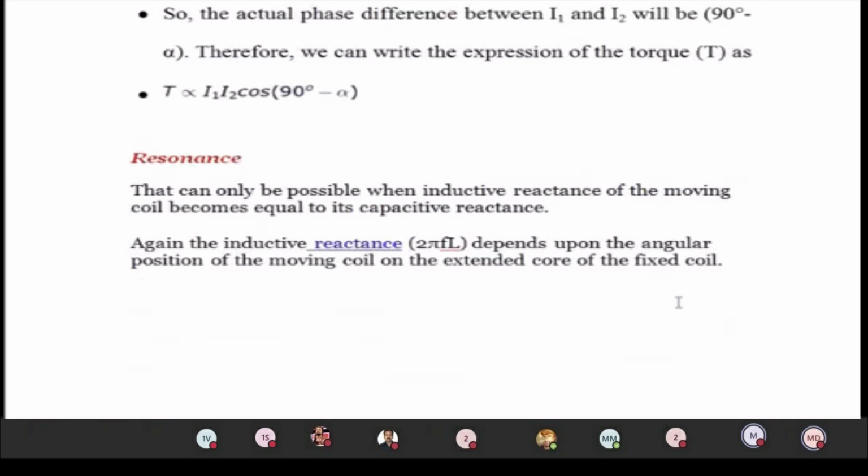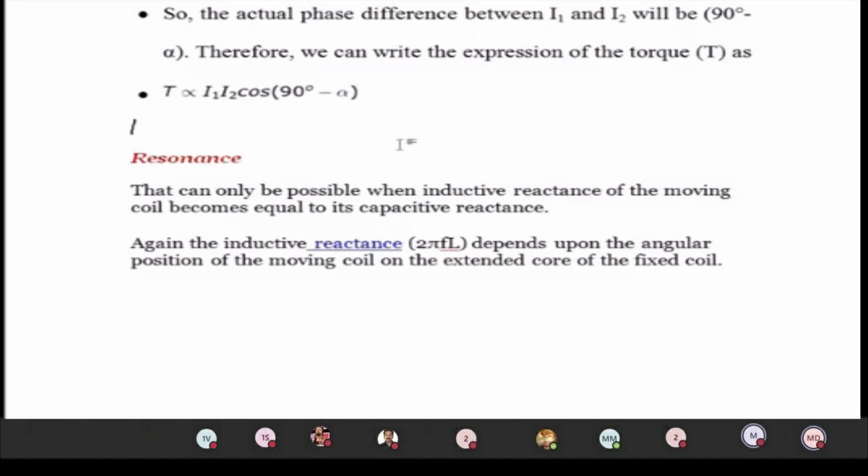From the equation we can come to one more conclusion. When the phase difference alpha is 0, the torque is 0. If the torque is 0, there is no movement in the moving coil. It means that the pointer will point at some point. It will be static. It will never move. So it is known as a resonance condition.